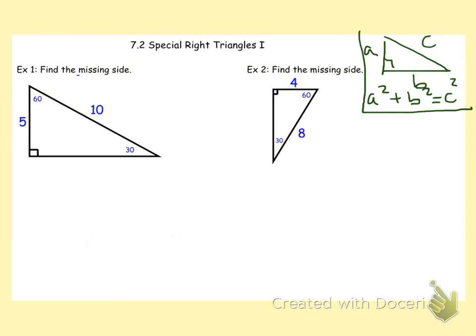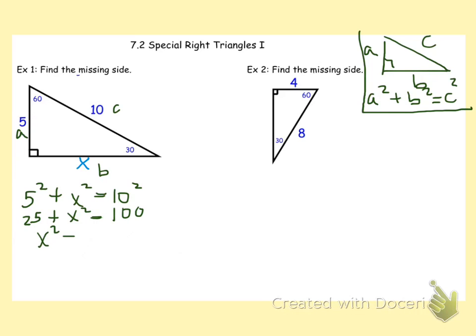Today's lesson on special right triangles is all about 30, 60, 90 right triangles. In the first example, we have side length 5, which we'll call A, side length x, which we're trying to solve for, we'll call that B, and side length 10, we'll call that C because that's our hypotenuse. So, setting up our equation, we have 5 squared plus x squared equals 10 squared.